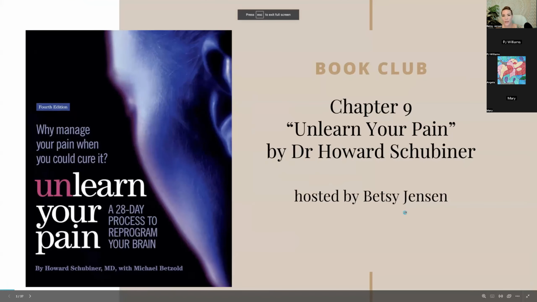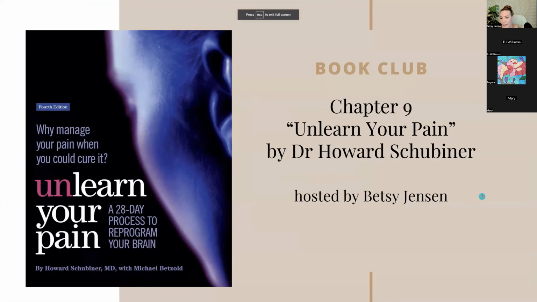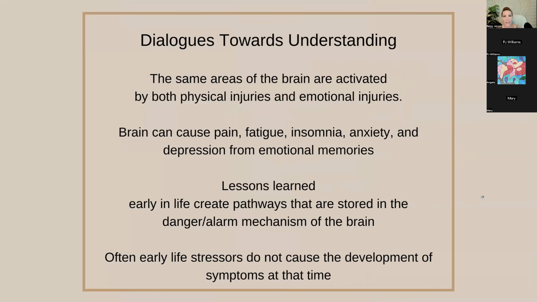So this is a super interesting chapter, and hopefully you can relate to it. I totally did. So with dialogues towards understanding, what we're doing is realizing that the same areas of the brain are activated if we have a physical injury or an emotional injury. So the brain can cause fatigue, pain, insomnia, anxiety, and depression, all from emotional memories. So this should be kind of a review. We're going to get deeper into it.